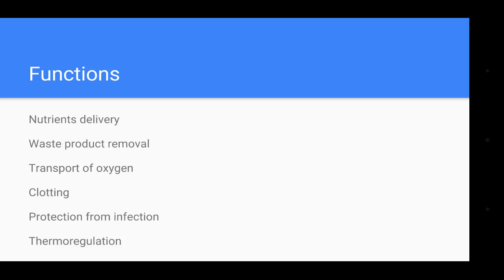Firstly, nutrients delivery. This is where nutrients such as proteins and glucose are transported around the body. For example, glucose is burnt to create heat energy and to build protein to build bones.